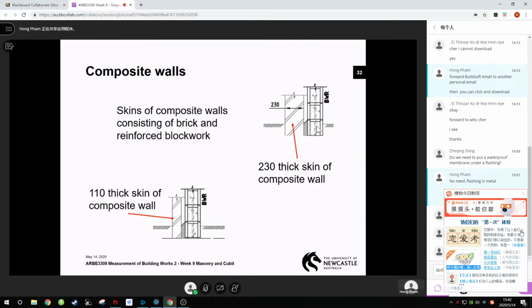So what is a composite wall? It means there are 2 skins. They are still a hollow wall, but one of the skins is not brick. It is usually block. So you have to describe it. Anyway, the 2 skins are measured separately. This skin is measured under blockwork, and this skin is under brickwork.